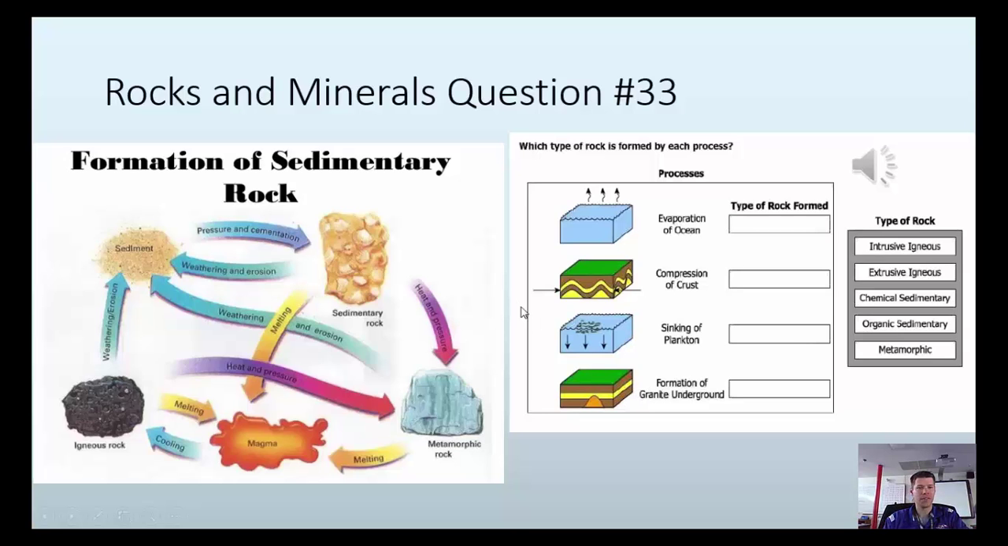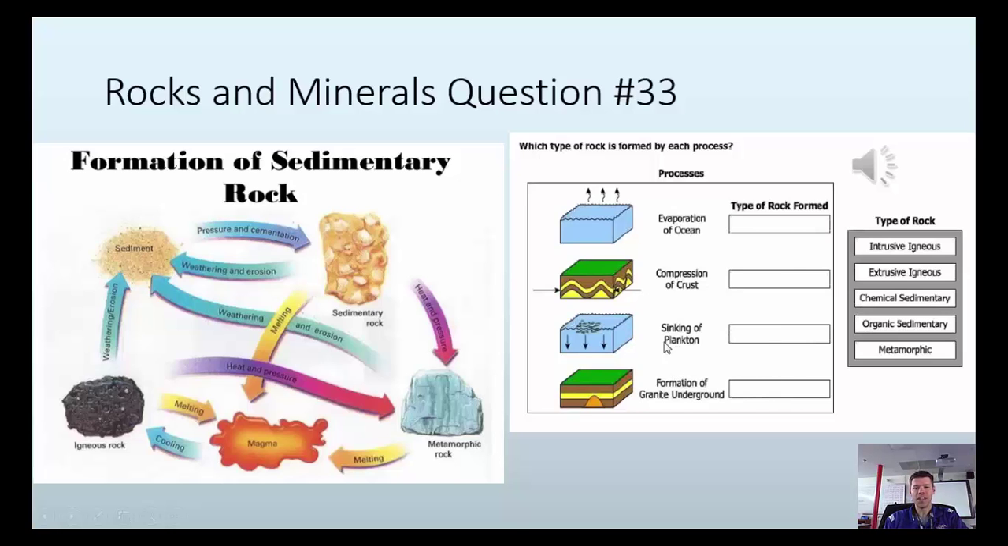So let's look at these quickly here. So compression of the crust, metamorphic. Take metamorphic right there, heat and pressure. All right, formation of granite underground. This is the cooling of magma, so it's going to be an igneous rock. So is it intrusive or extrusive? The answer is an intrusive rock. So we're going to take that right down here.